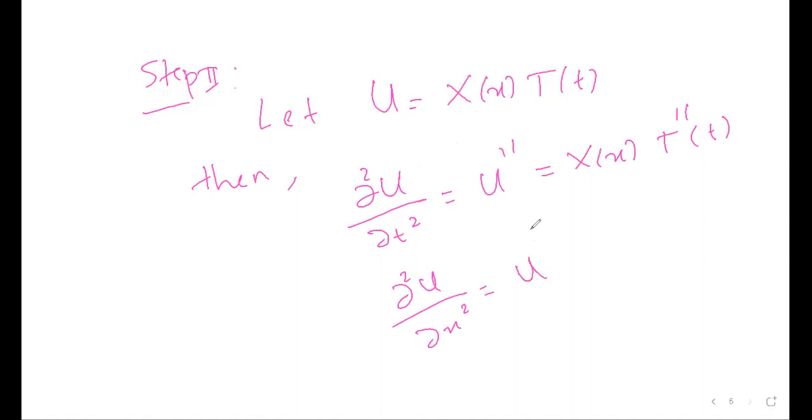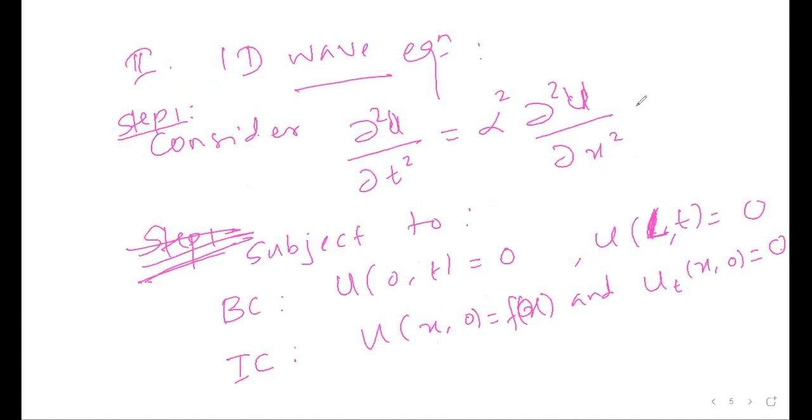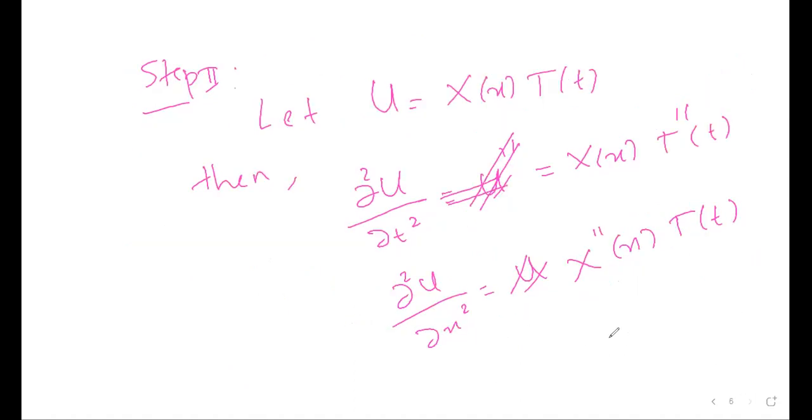Similarly, the second partial derivative of u with respect to x, I can write as X double dash of x times T of t. T will be a constant. PDE is all about that, no? If you consider one variable, the other variable is taken as a constant. So this will be the only one changing, otherwise not. Before that, put this as equation number 1. So shall I continue?